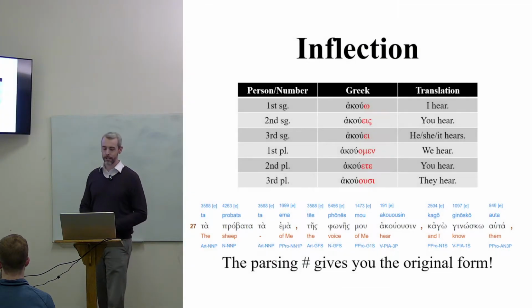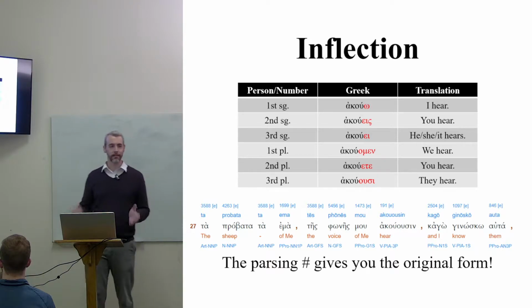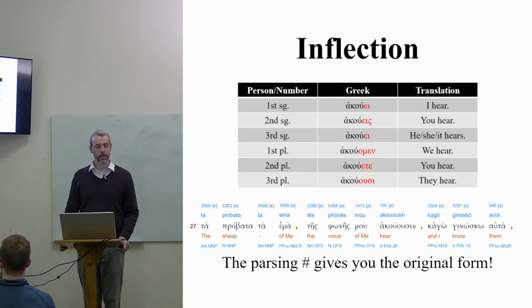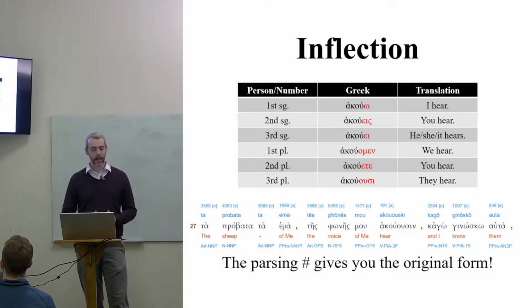All right, thinking about the inflection, what I have up here are the present active indicative forms of akuo. Akuo is a word that means I hear. We get our word acoustics from that. It has to do with sound. This is a fairly regular verb, and so these endings on regular verbs are going to be consistent all the way through. So it's o, is, i, omen, ete, usi. If you saw akuo in the Greek New Testament, it always means I hear.